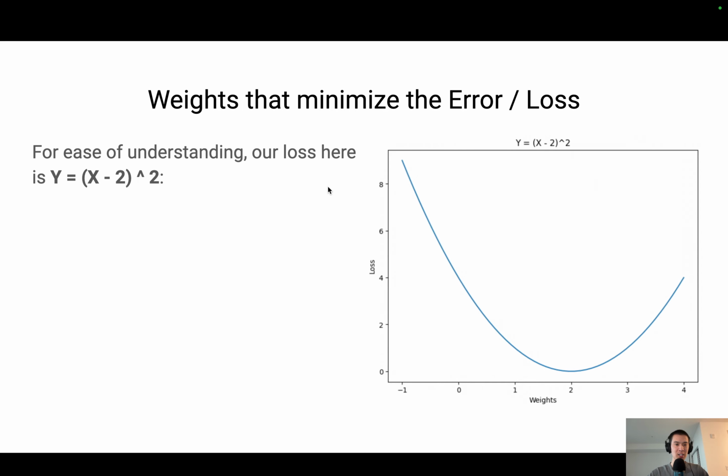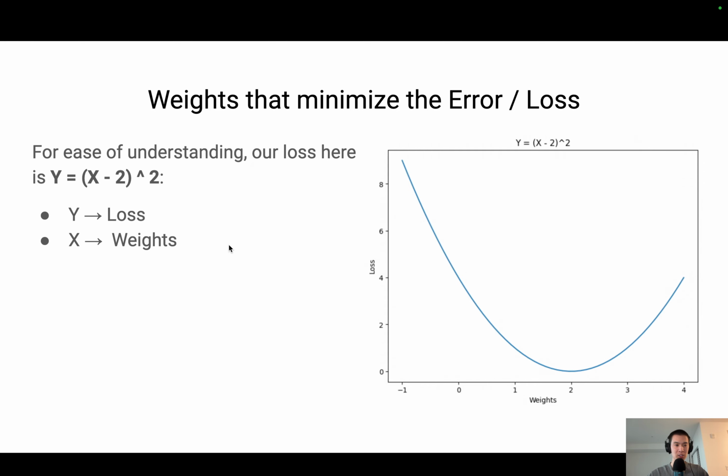For ease of understanding and for teaching purposes, let's pretend our loss is y equals (x minus 2) squared. If you remember from middle school or high school math, y equals (x minus 2) squared will give us this U or parabola shape, where the y-axis will be the loss. The x-axis could be our weights or weight values.